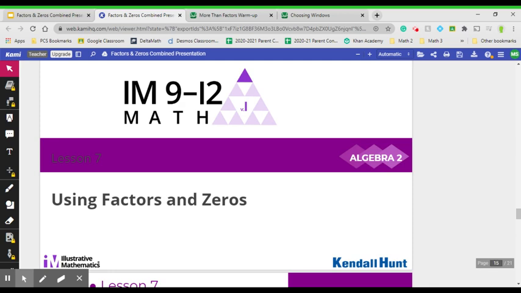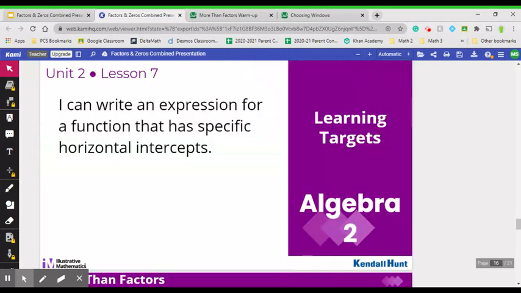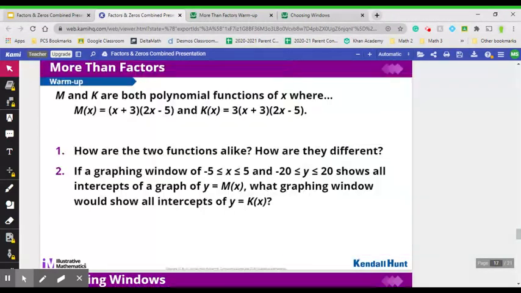We are now covering part 3 of our lesson on factors and zeros of polynomials. We're going to be using some factors and zeros ideas to look at building up functions and understanding them further in this lesson. Our goal will be to write an expression for a function that has specific horizontal intercepts.